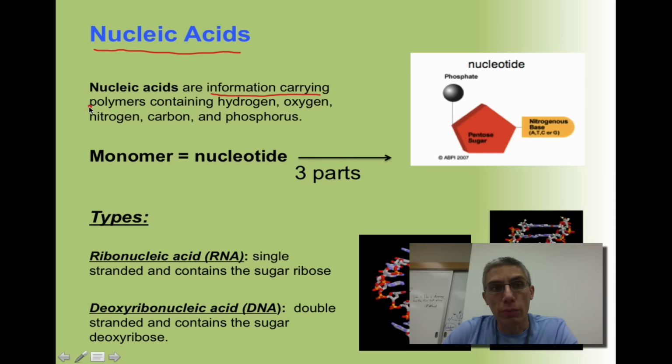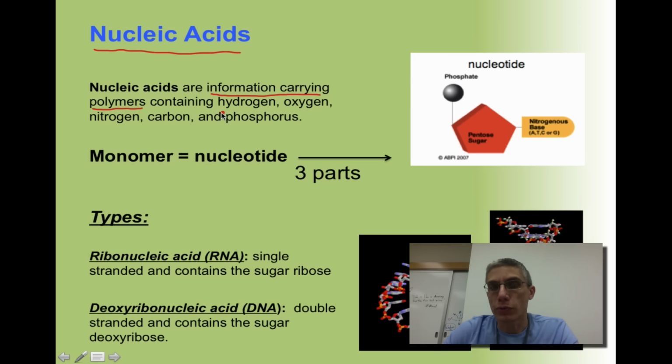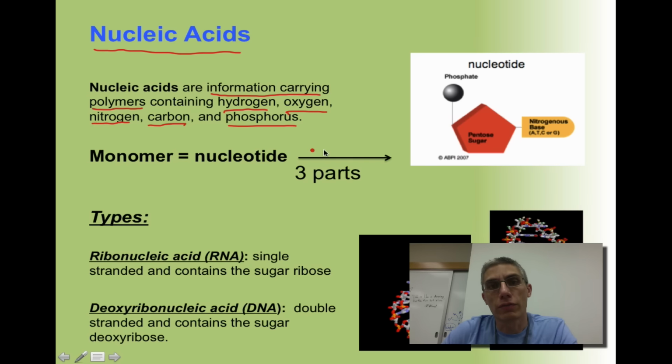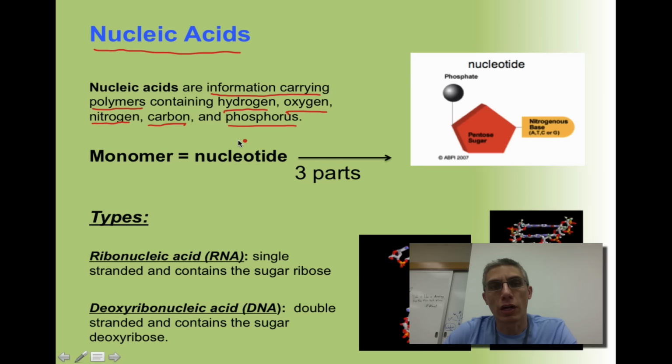Now, these are polymers. So again, we had said the fats are not considered polymers. They're just macromolecules because they're really large, but nucleic acids are polymers. And they do contain hydrogen, oxygen, carbon, of course, but if you look here, they contain a couple of other elements. They contain nitrogen, and they also contain phosphorus. So this kind of sets it apart from the previous two that we've just talked about.